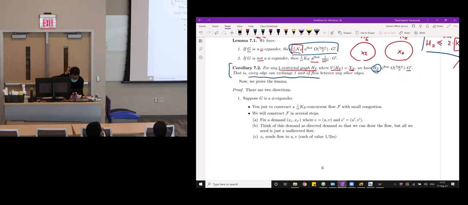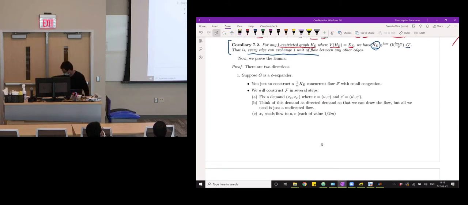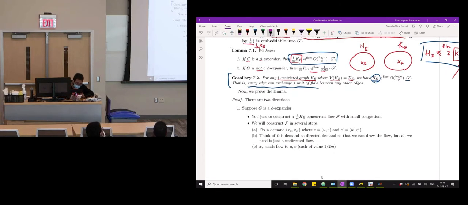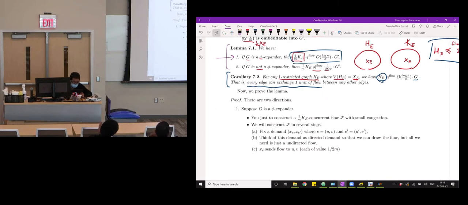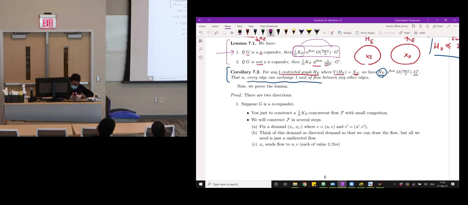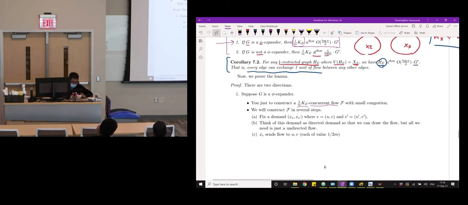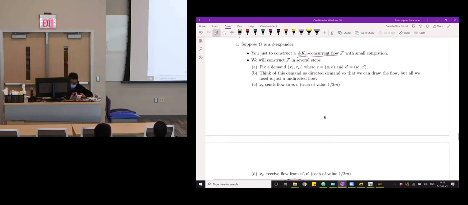All right, so let's prove it. The proof is good to see, to learn how to prove this kind of thing. I'm going to prove this lemma now, okay? And let's prove the first direction. If the graph is an expander, what we need to do is construct the multi-commodity flow that embeds this into this. So I will do exactly that. Let's try to construct this concurrent flow with small congestion. There will be several steps, so let's do it one by one.